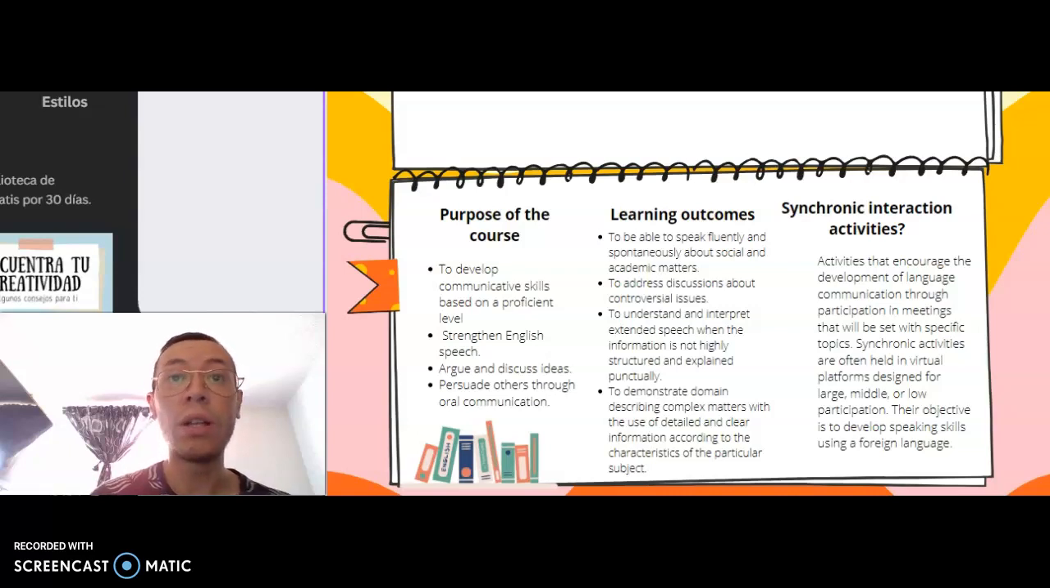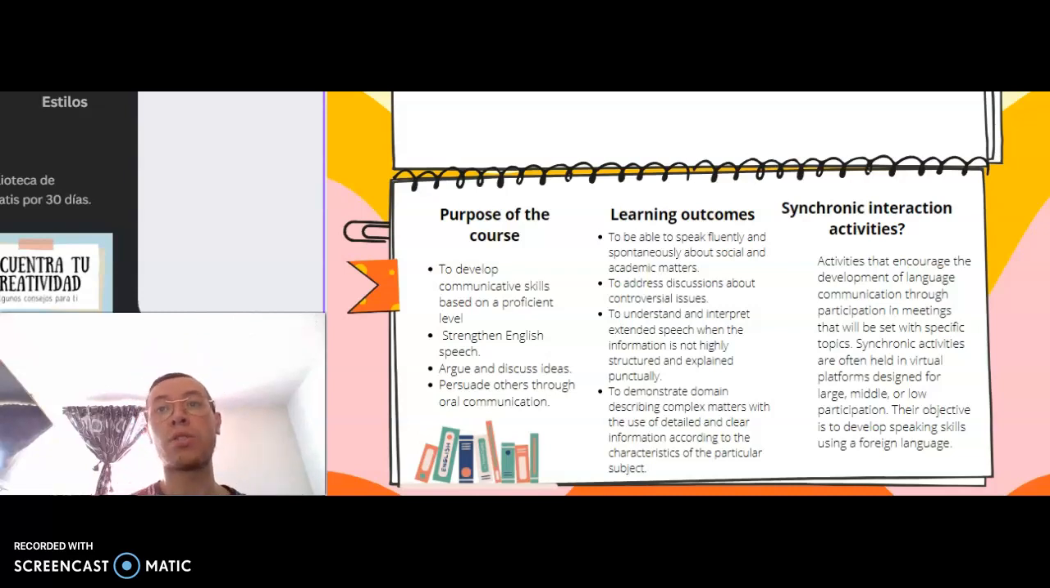a professional level, strengthen English speech, argue and discuss ideas, persuade others through oral communication. And the learning outcomes are to be able to speak fluently and spontaneously about social and academic matters, to address discussions about controversial issues, to understand and interpret standard speech when the information is not highly structured and explained punctually, to demonstrate domain describing complex matter with the use of detailed and clear information according to the characteristics of the particular subject.